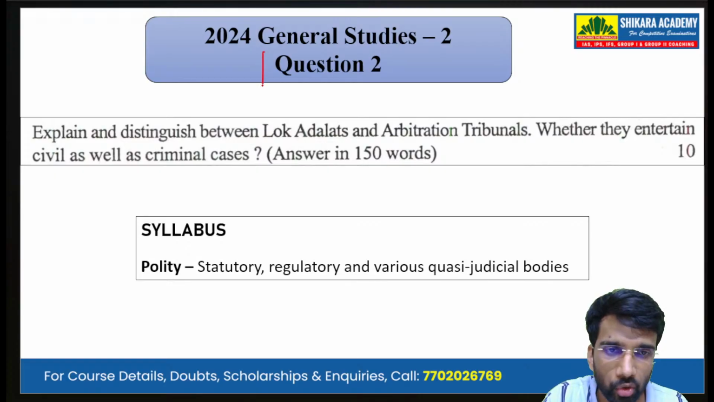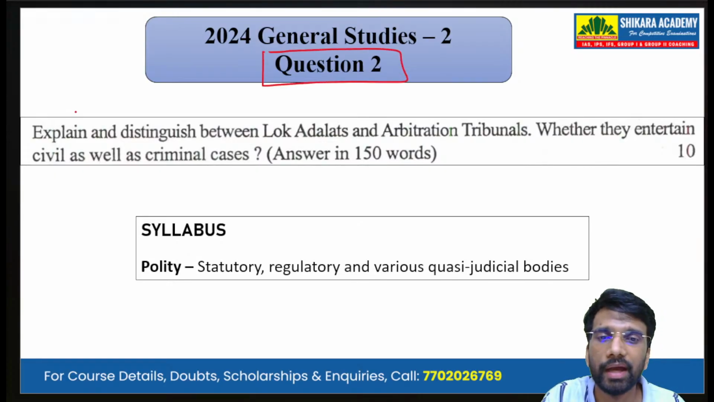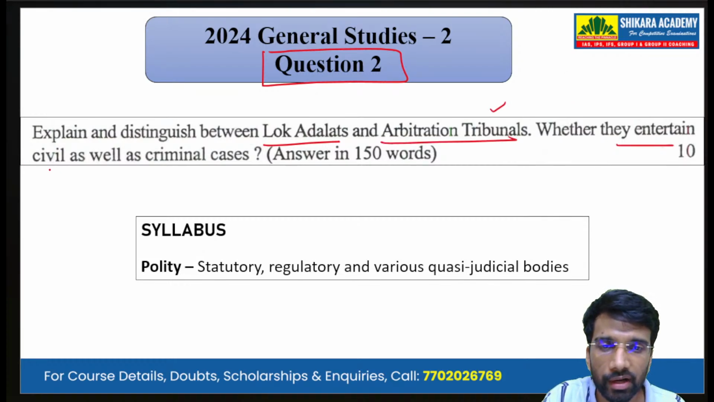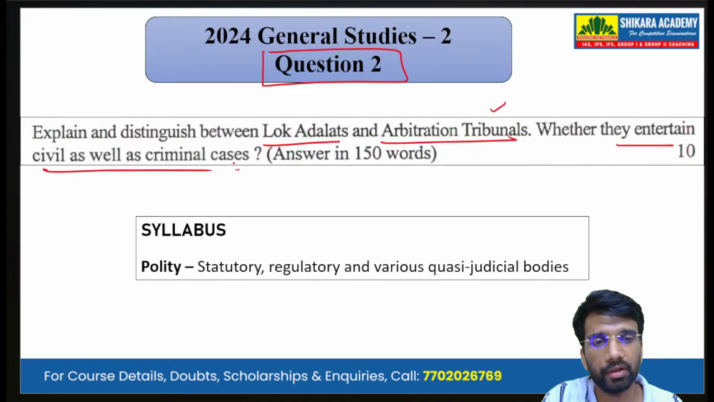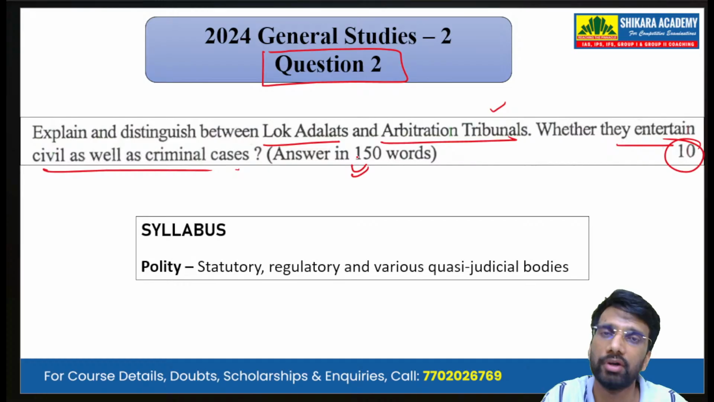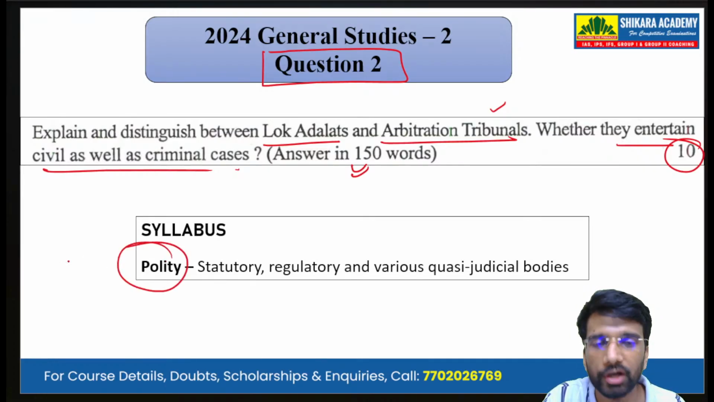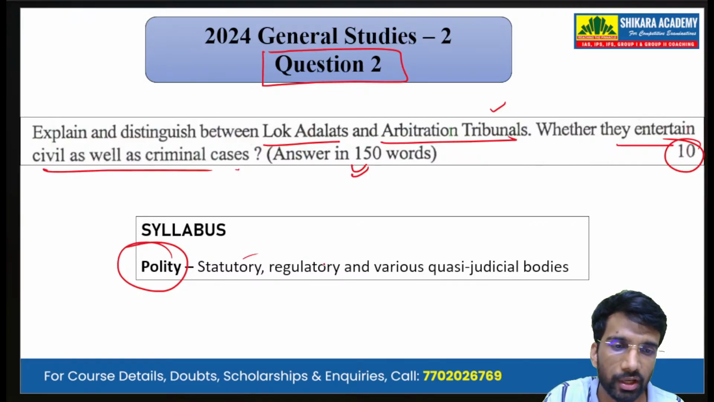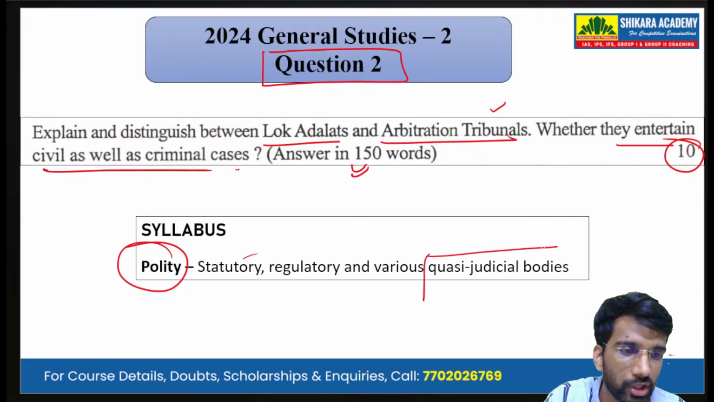Now this is question number 2 of the same question paper. Explain and distinguish between Lok Adalats and arbitrational tribunals, whether they entertain civil as well as criminal cases. A 10-mark question. It has to be answered in 150 words. Mapping it with the syllabus, it has been asked from the subject of polity, that is statutory, regulatory as well as quasi-judicial bodies.